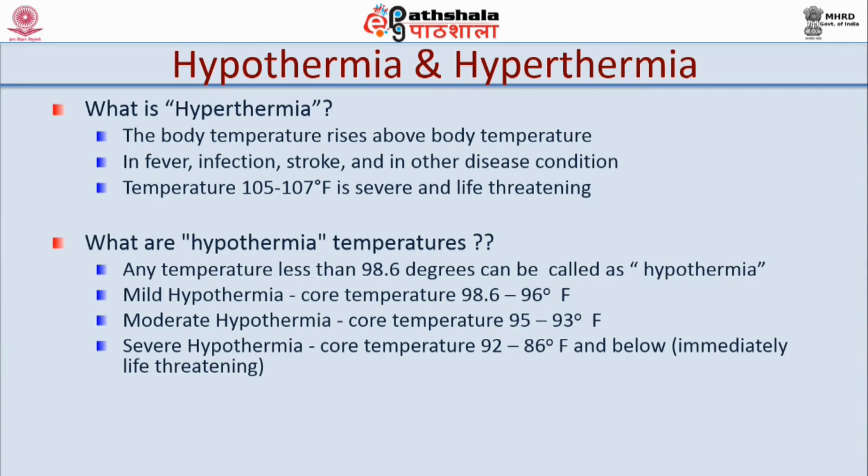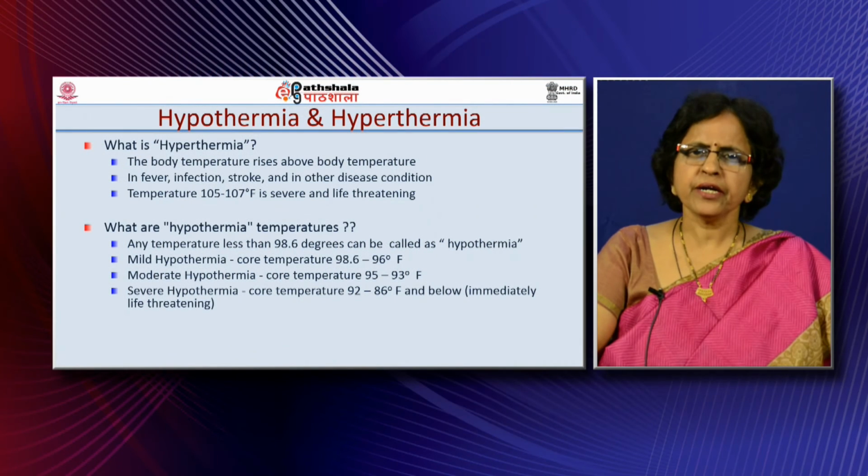Now, when the temperature rises to 105 to 107 degrees, that is really severe and critical, and it can be life threatening. Under normal conditions, you can take a paracetamol, and the temperature comes down, in addition to other medications. But when it is very high, it becomes really life threatening, and the body's mechanism of regulating becomes very difficult. Now, on the contrary, you have hypothermia.